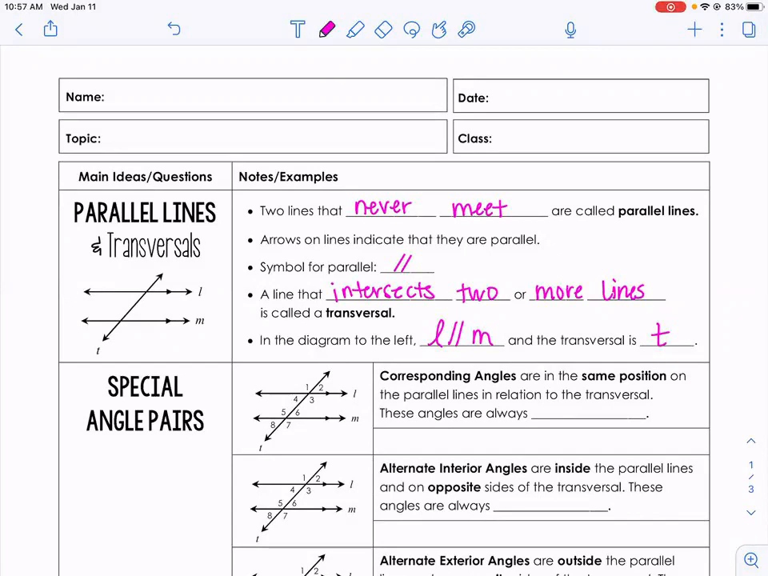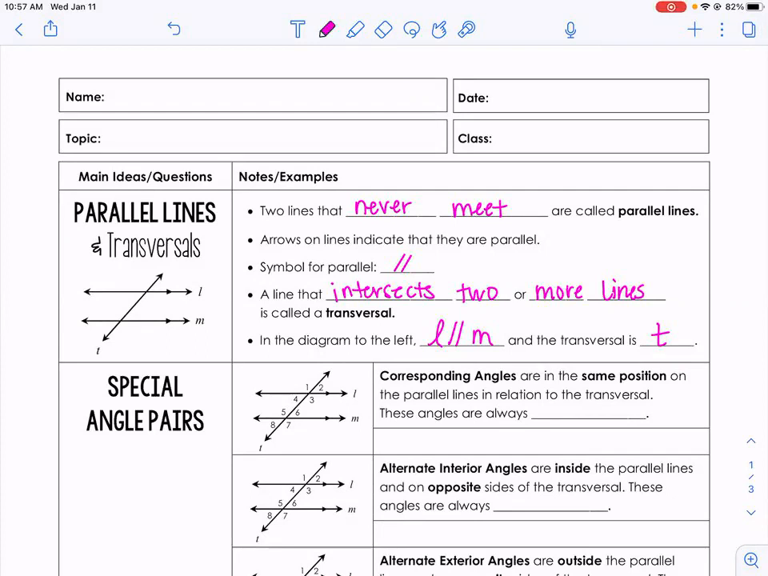Okay. It's a cursive L, because if I write L, it might look like a 1, and I don't want you to think it's a 1. In the diagram to the left, L for lines. Line L is parallel to line M. Line L is parallel to line N.